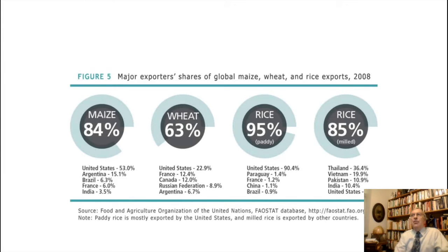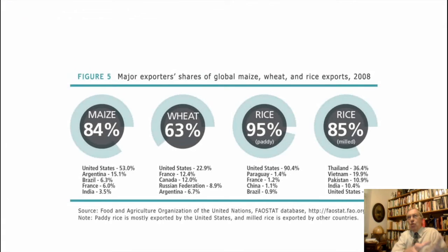Who are the major exporters of crops? And what is their share? Well, one of the reasons I show this is to look at who's the world's biggest exporter of maize, which of course is corn. The United States, 53%. Who's the biggest exporter of wheat? The United States, 23%. Who's the biggest exporter of rice? The United States, 90%.